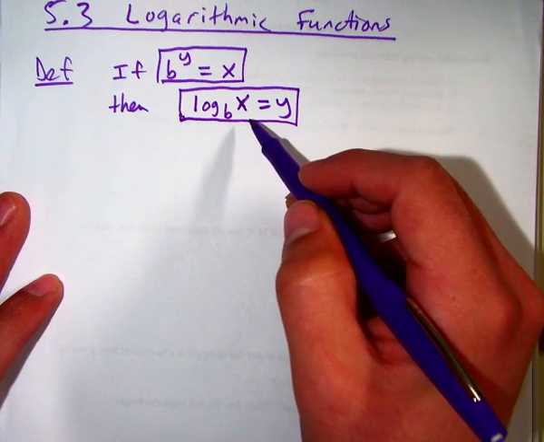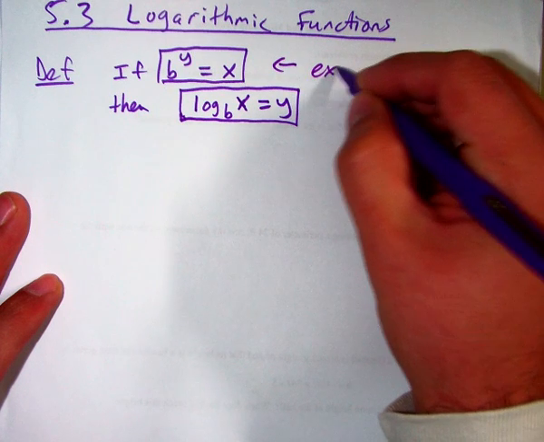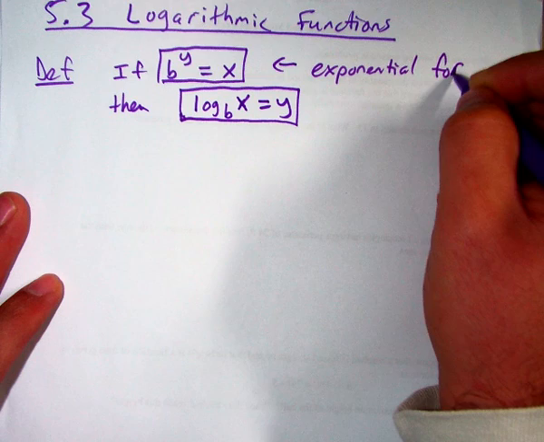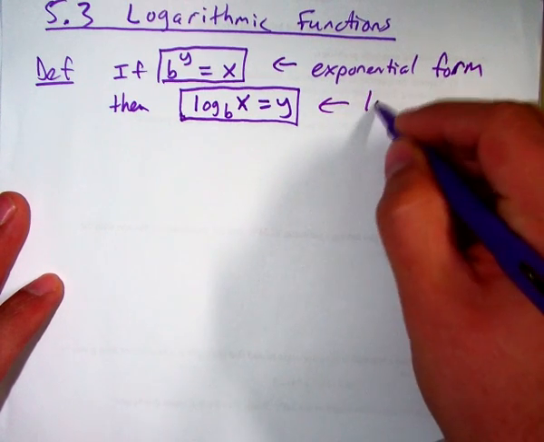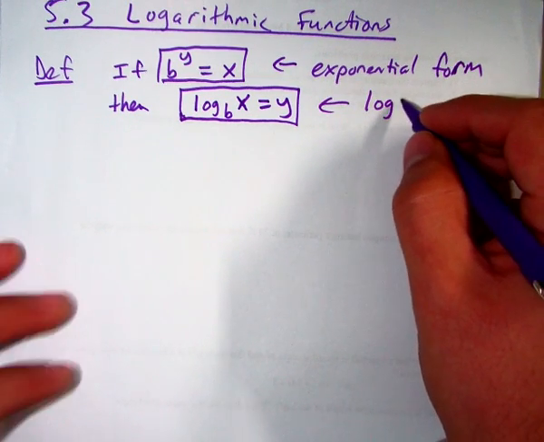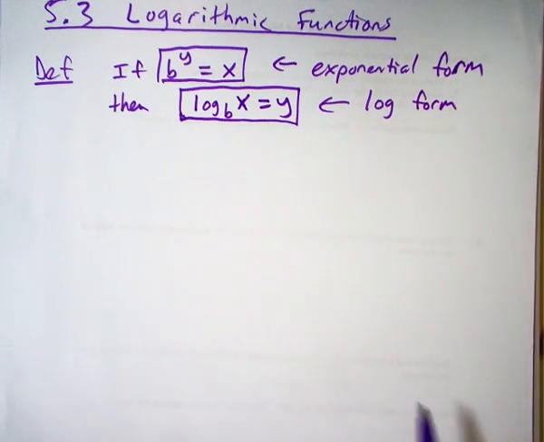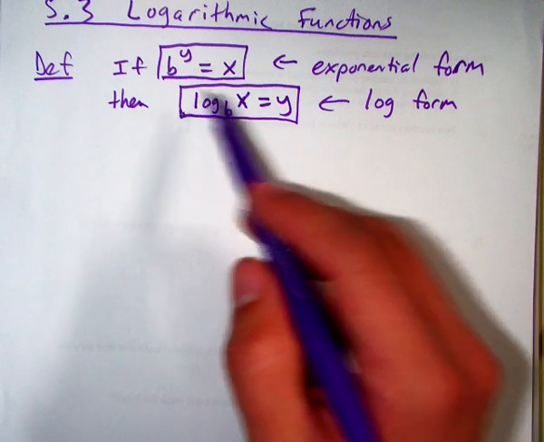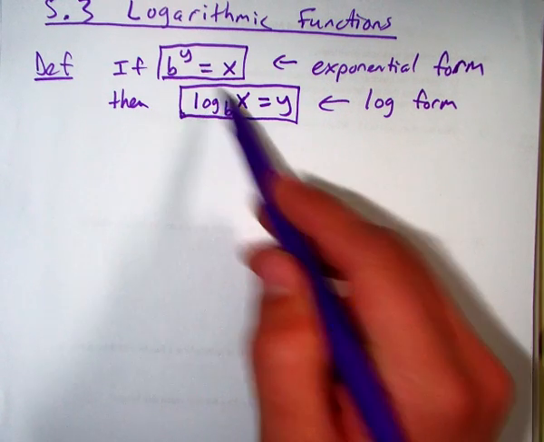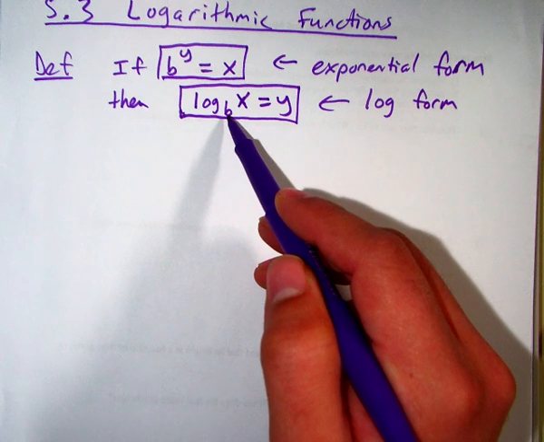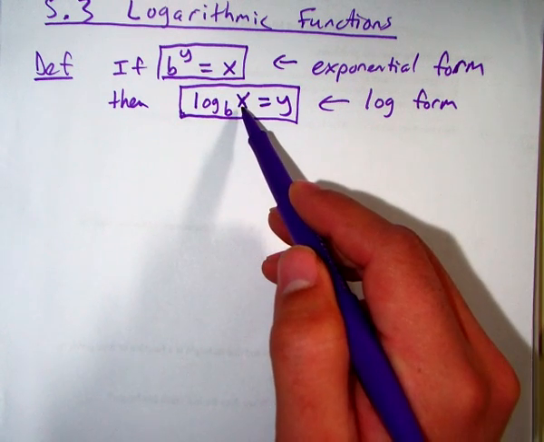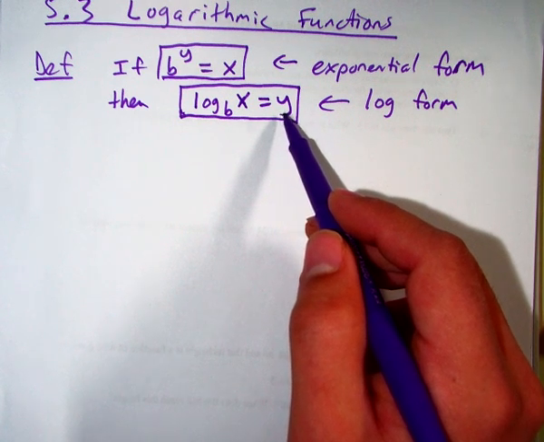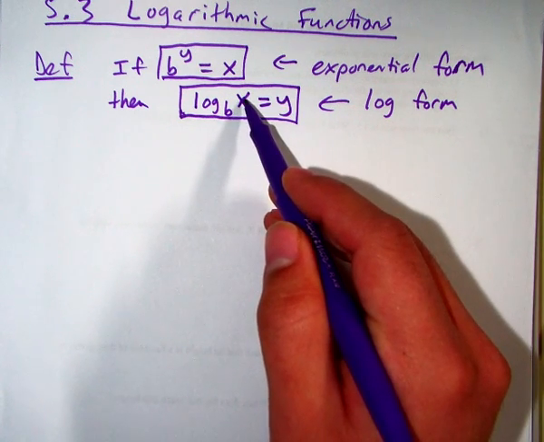Okay, so now this is called exponential form. This is called logarithmic or log form. It's not too hard to remember. Base b, okay? x goes inside of the log, and then the exponent is what the log equals, okay? So b to the y equals x. That's how I always remember it. b to the y equals x.